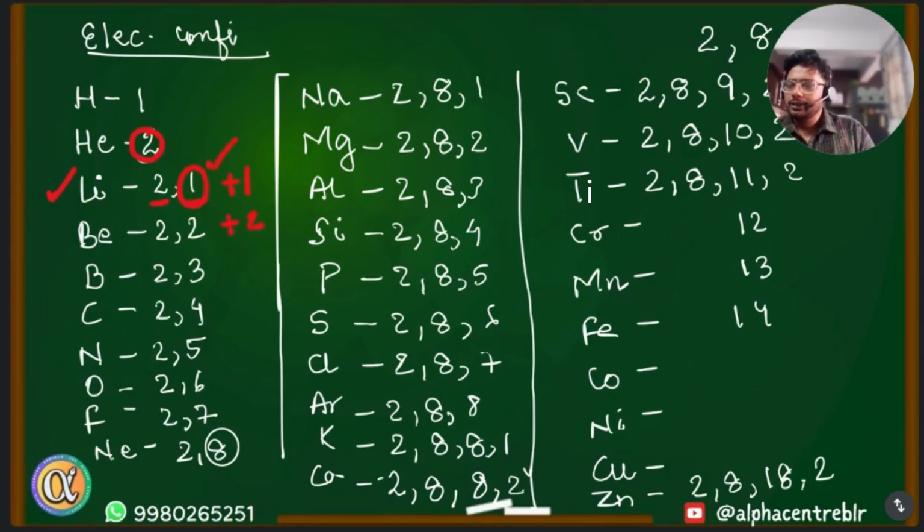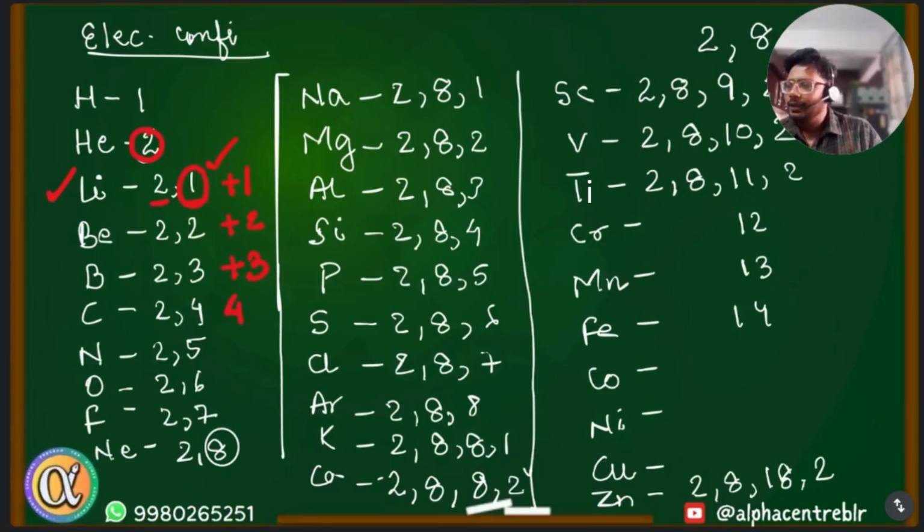And for boron? +3. Right. Tananya, for carbon? +4 and -4, because it can give or take both. That's right, Manav. It has 4, so it can give 4 or take 4, right? Yes, so plus or minus. Okay, I'm just leaving it as 4 for now.